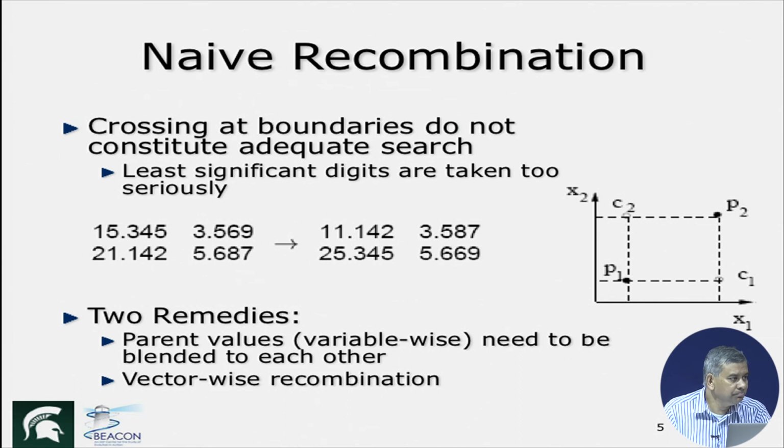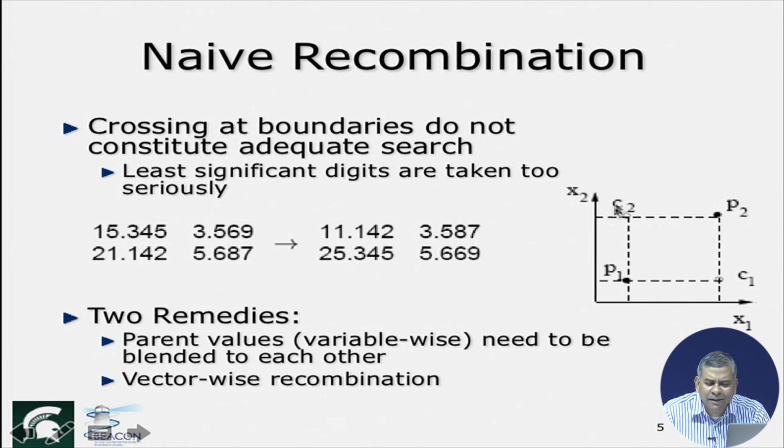Weighted average would help if you want to. Weighted average of what? Of the two. Yeah, that would be another operator. That would be a new crossover. In fact, people have suggested it, and they call it intermediate crossover. But that's again not very efficient. We'll talk about why not. So this is not very good.